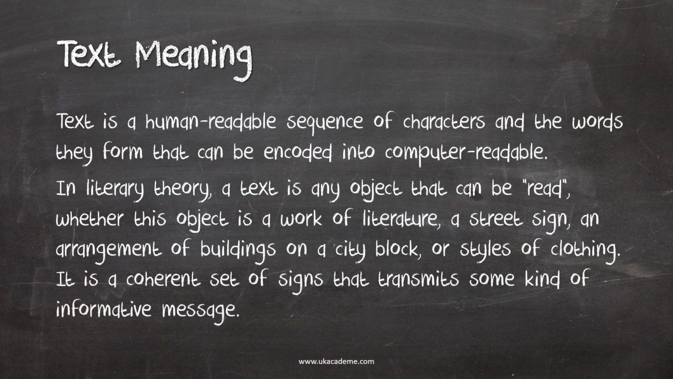Text meaning: Text is a human readable sequence of characters and the words they form that can be encoded into computer readable form. In literary theory, a text is an object that can be read.